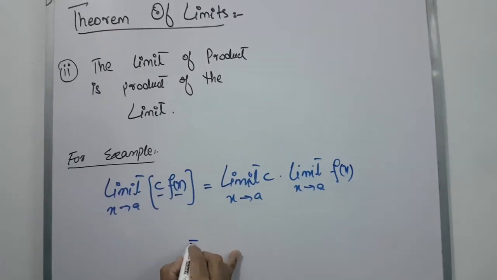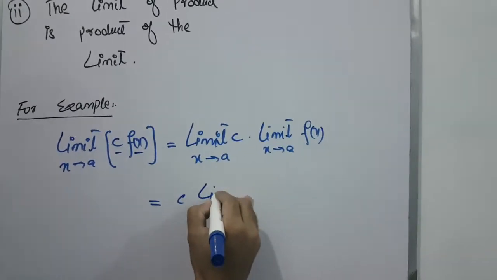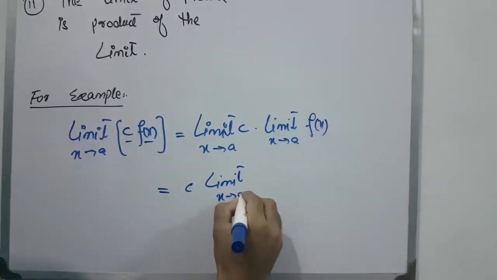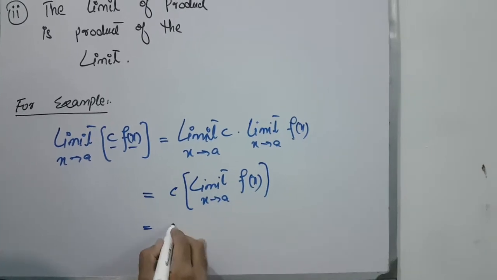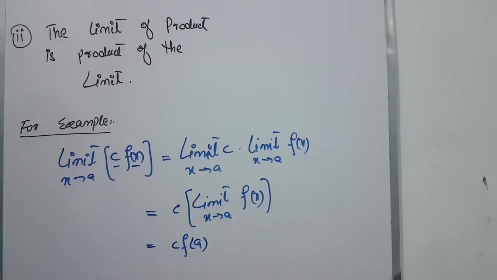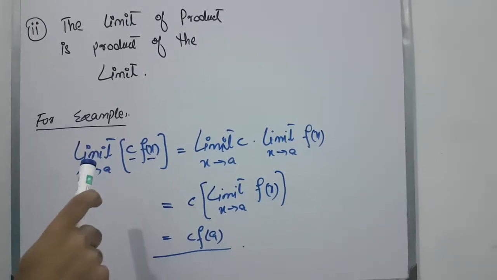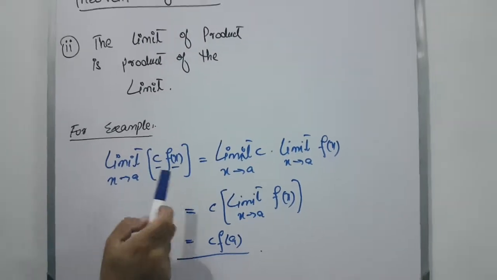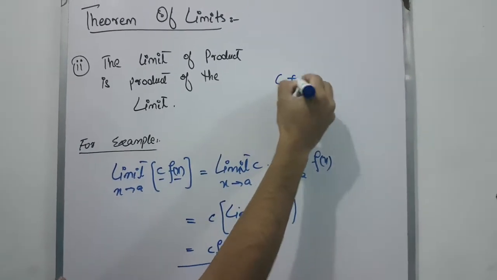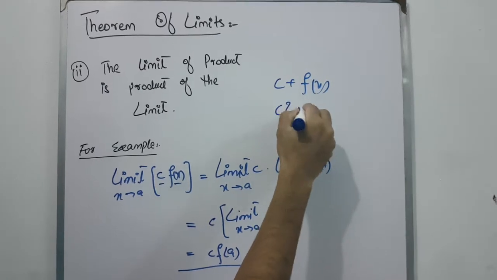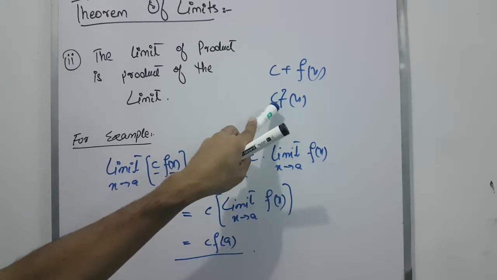The limit of constant is always a constant, so I can write it like this, then limit x approaches a f of x. Therefore, by applying limit on this function, we get c f of a. So our answer becomes like this. Okay, you just see that I just solved that. I just put limit on that constant c, and it doesn't matter whether here comes c plus f of x or c f of x. It doesn't matter, you just have to take limits individually on both.